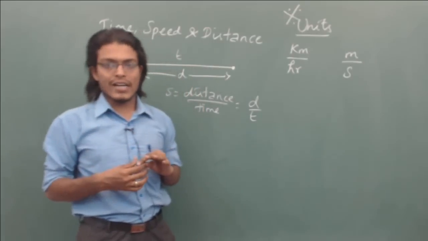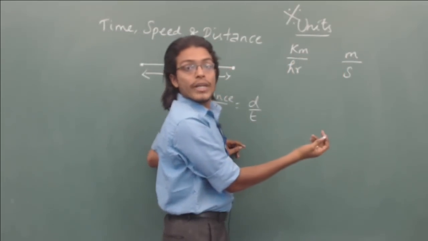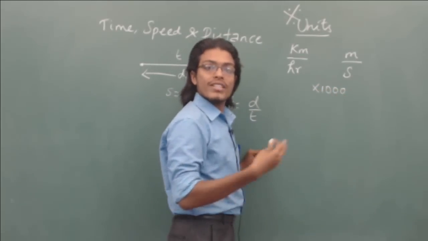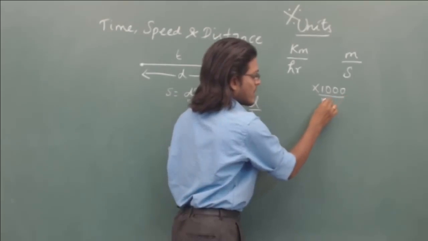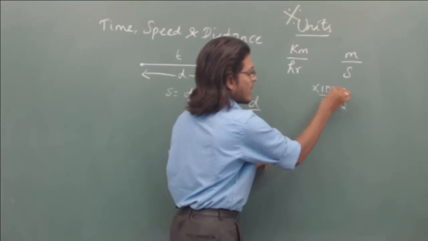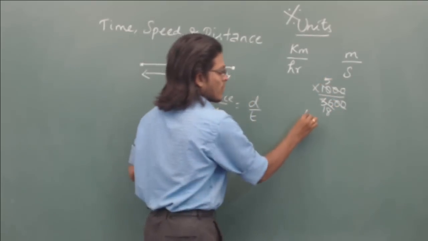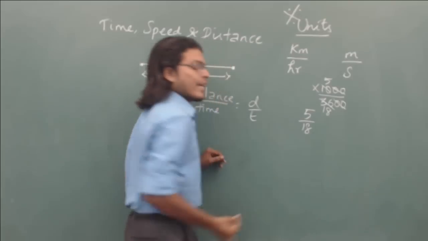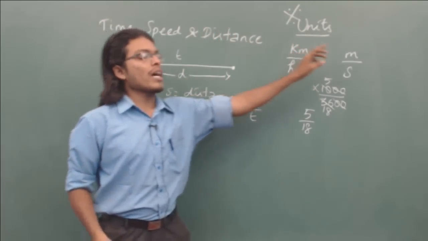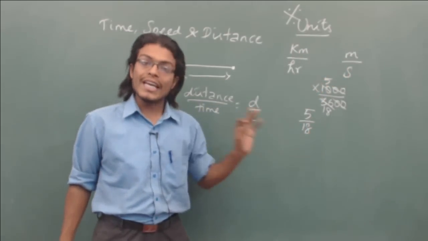What is the conversion factor? Let us see. How many meters are there in a kilometer? It is 1000. And how many seconds are there in an hour? It is 3600. So, if you cancel, it comes to 5 by 18. So, if you are converting kilometer per hour to meter per second, by what factor do you have to multiply? It is into 5 by 18.